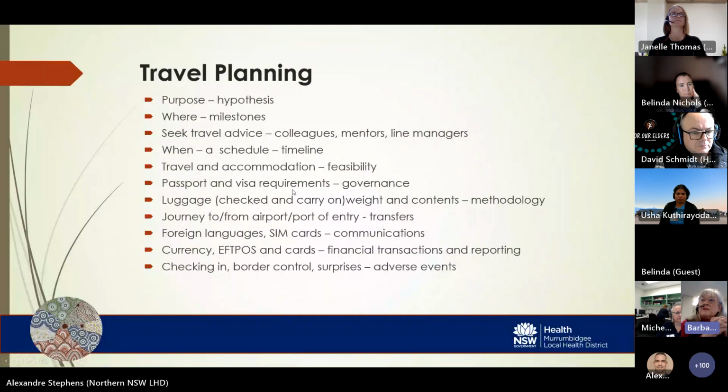You'll have noticed probably that my hair has changed colour as well, and I'm not sure whether that's causation or correlation, but we'll leave that discussion for another day.